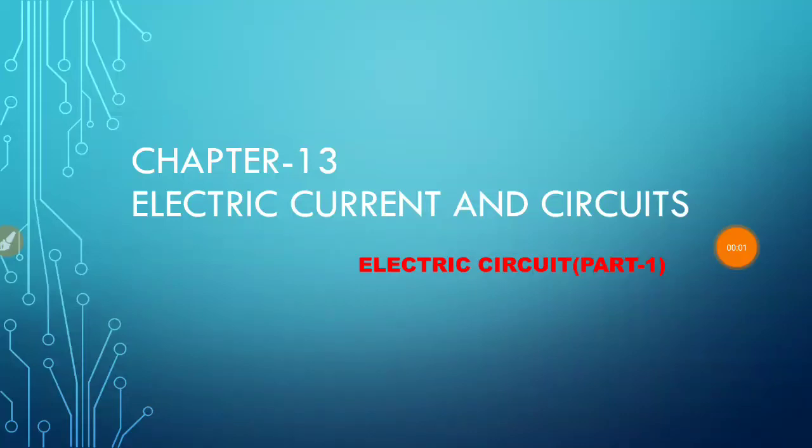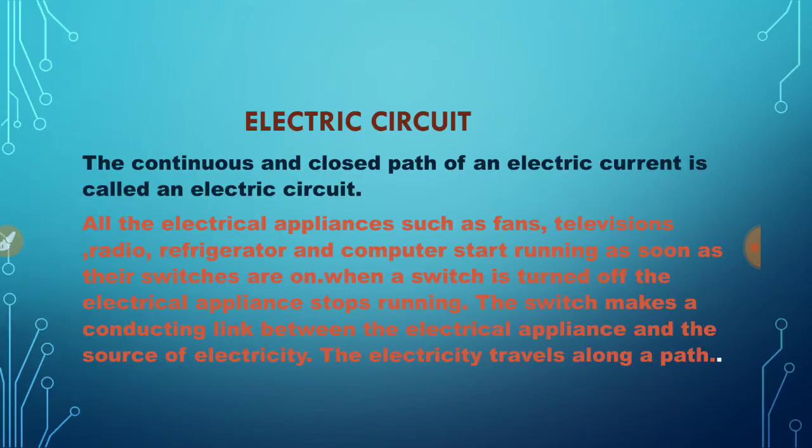Good morning, students. Today we are going to start new chapter number 13, that is electric current and circuit. It is a part of physics. So first of all, we will learn about the electrical circuit. What is an electric circuit? The continuous and closed path of an electric current is called an electric circuit.